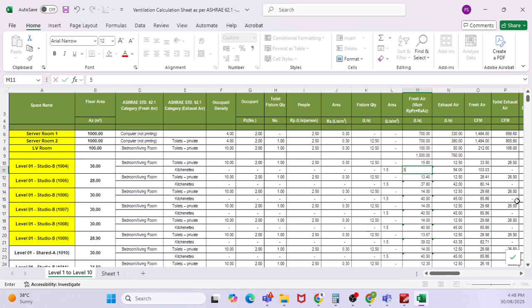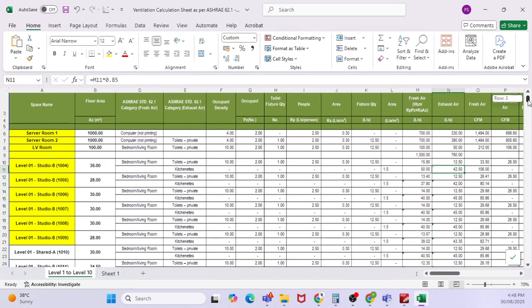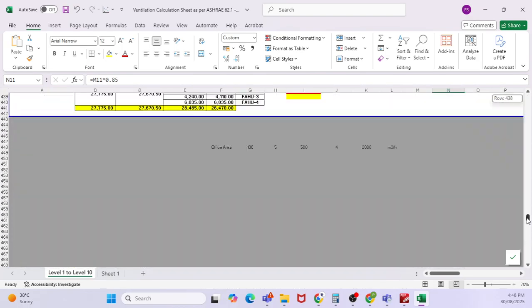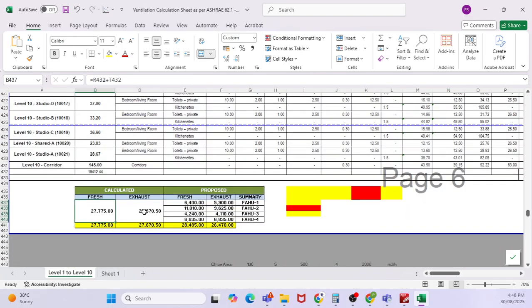Okay, say for example, I have 50 liter per second. Okay, then I have to calculate my exhaust, which is 85 percentage of my fresh air. Okay, so because I have to create positive pressure and I have to create negative pressure here. Clear? Okay, so this is the way I calculate all my fresh air. So when I calculate for all the apartment, I will be coming up with total this much fresh air and this much exhaust air.